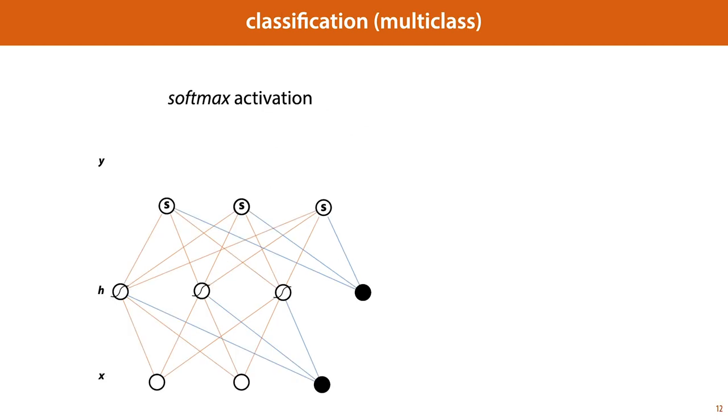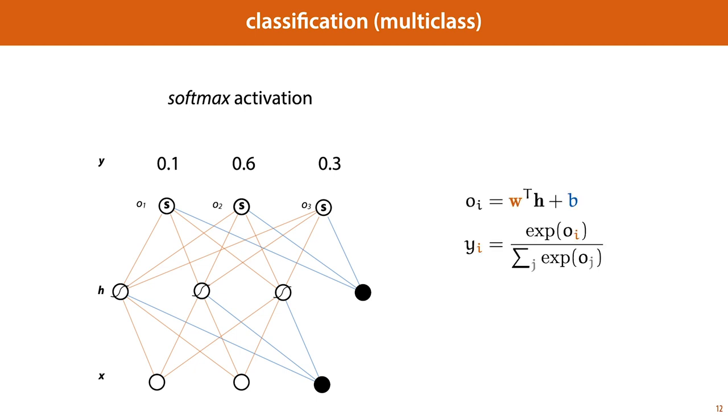If we have a multi-class classification problem, we can use something called a softmax activation. Here we create a single output node for each class. So in this example, we have three output classes, and therefore three output nodes. And we apply to these output nodes something called a softmax activation. This softmax function ensures that the output values over all classes always sum to one.